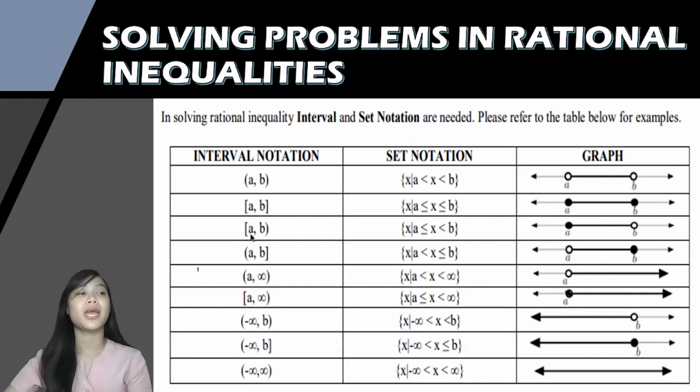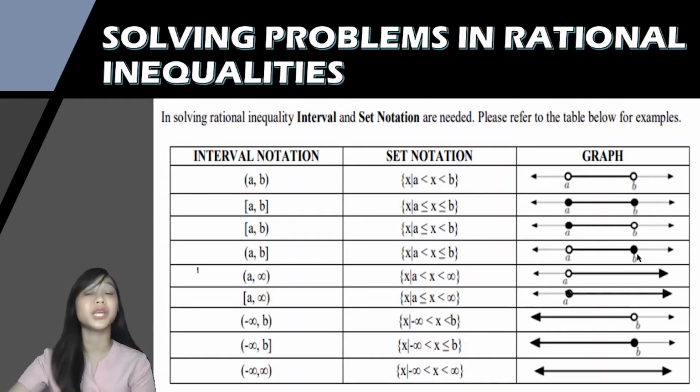Another, we have A, B where A is enclosed with a bracket and B is enclosed with only a parenthesis. This time the set notation is x such that x is greater than or equal to A and only less than B. So the part of the solution is A, and B is not included in the solution set. Then it's vice versa: A enclosed in parenthesis and B enclosed in bracket. So x is less than or equal to B and greater than A. We have A with an unshaded circle and B with a shaded circle.